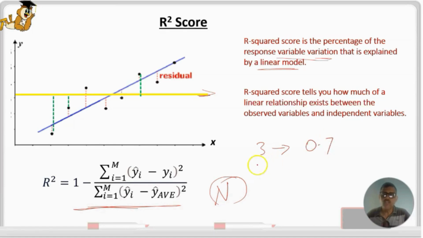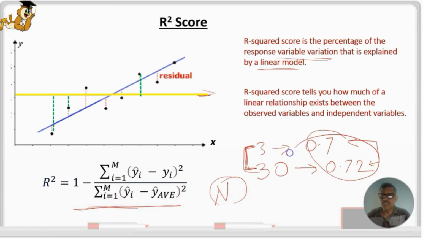Okay, and then you move on to increase the number of independent variables to 30, and your R-square score becomes, let's say, 0.72. Now here you have significantly increased the number of independent variables, but the increase in your R-square score is relatively less, right? So therefore you have to ask the question, is it worthwhile adding these 27 additional independent variables to get this marginal improvement in the R2 score, right?